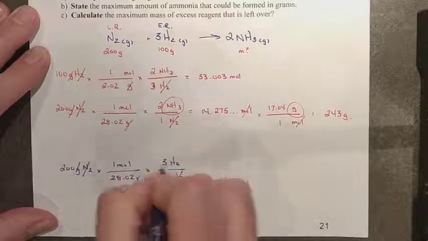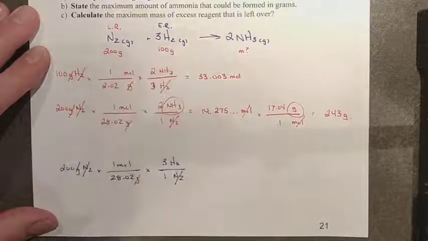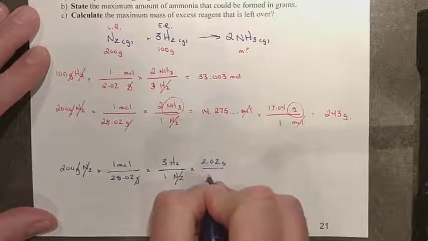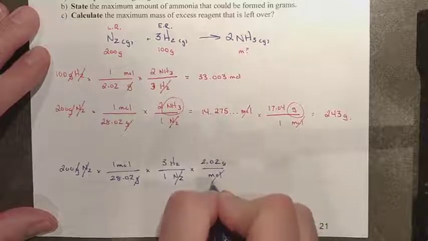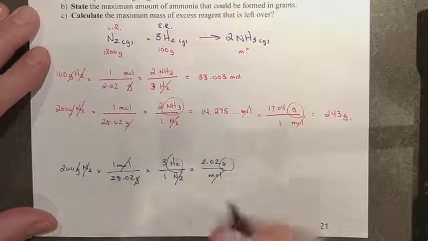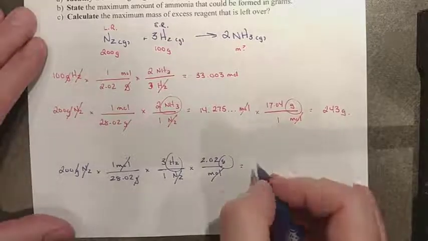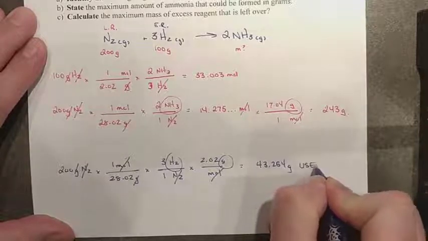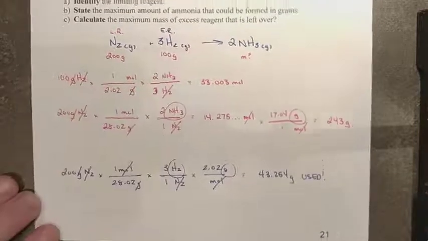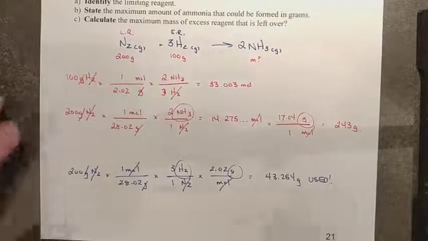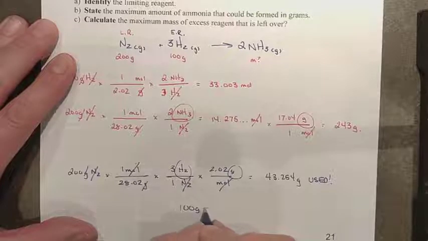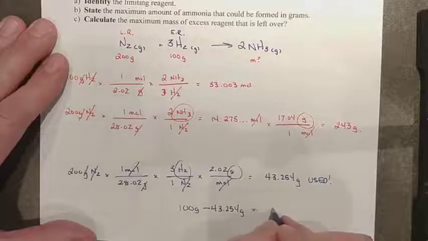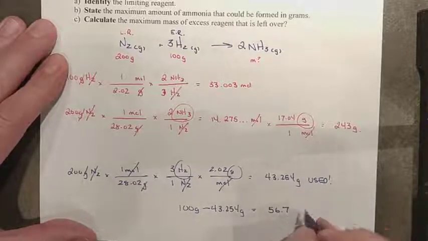Nitrogen now leaves the equation, and I have moles of hydrogen, but I can't really compare moles to grams very easily, so I should turn this into a gram quantity. And hydrogen is 2.02 grams per mole. Moles now cancel out, and you have grams of hydrogen. Figure that one out in your calculator, and you get 43.254 grams used. The question was asking how much is going to be left over. So if I had 100 grams and I used 43.254 grams, then the leftover amount, when I round this appropriately, is going to be 56.7 grams.